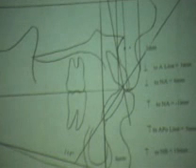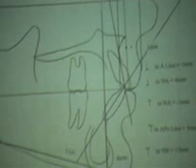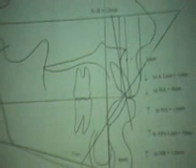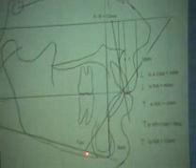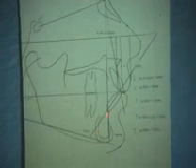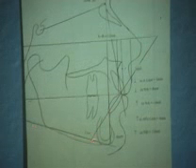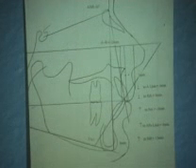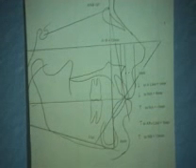But look at the A and B. 10 degrees. And look at this. Lower incisor to mandibular plane, 114 degrees. The Tweed people would go crazy.